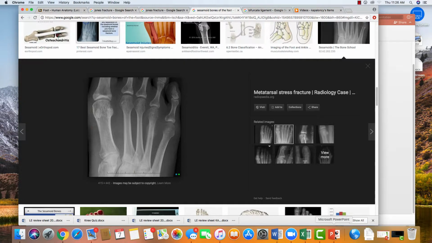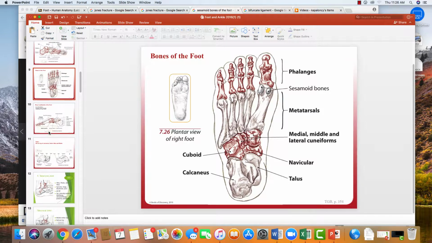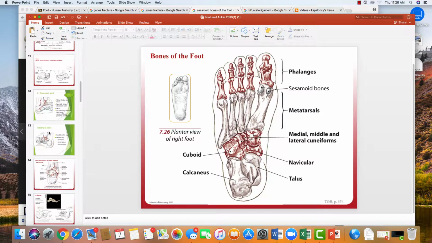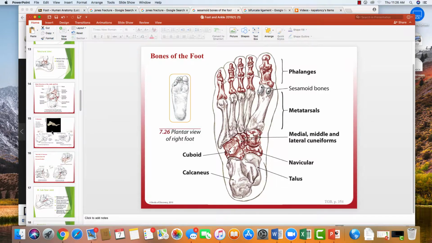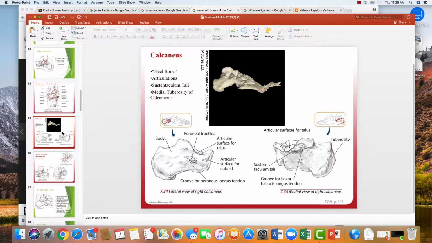Okay, so let me see where we're at in the PowerPoint here. Going back, we already covered ligaments of the ankle. I'd like to jump down. Oh, here's a nice picture of the calcaneus, specifically that sustentaculum tali on the medial aspect, and then on the lateral aspect we see the peroneal trochlea. So those are the two bumps that are important for those tendons to hook around on both the medial and lateral aspect of the calcaneus, or the heel bone.